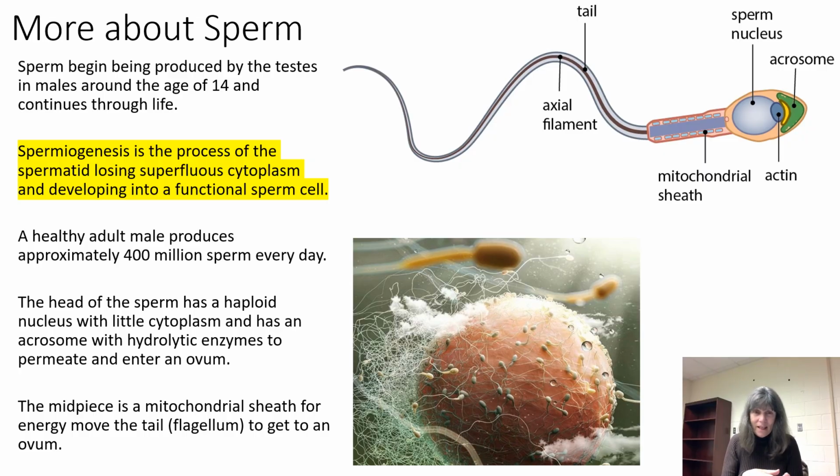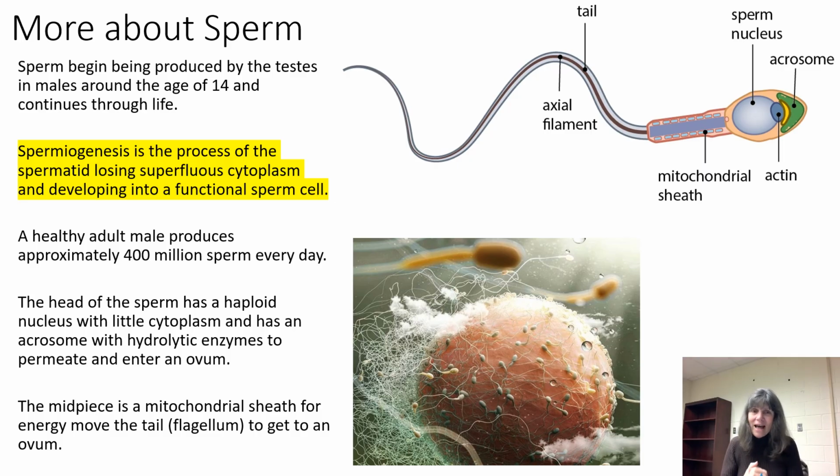spermatid and developing a tail to become a functional sperm cell. So healthy adult males actually produce about 400 million sperm every day.